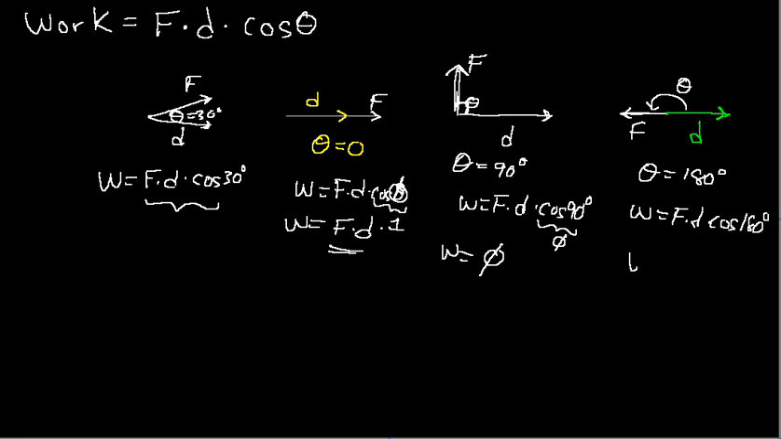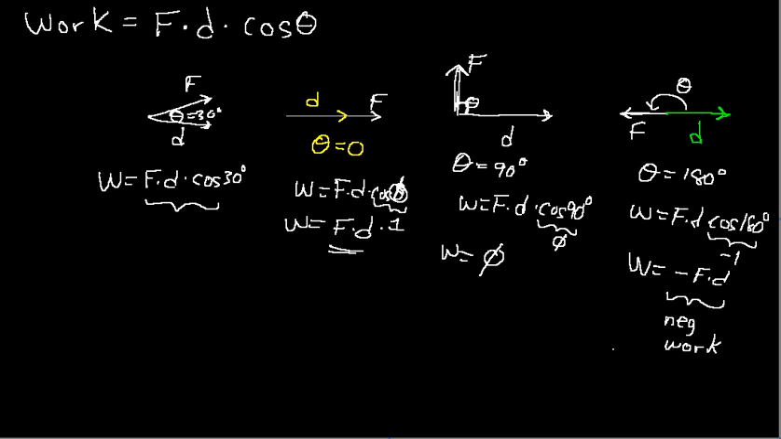In this case now, the work is going to be negative because the cosine of 180 degrees is negative 1. If you don't believe that, pull out your calculator in degree mode, put cos 180, and you'll see the answer is -1. So it's force times distance times -1, which is negative force times distance. And in this case, we get something we didn't talk about before: something called negative work.